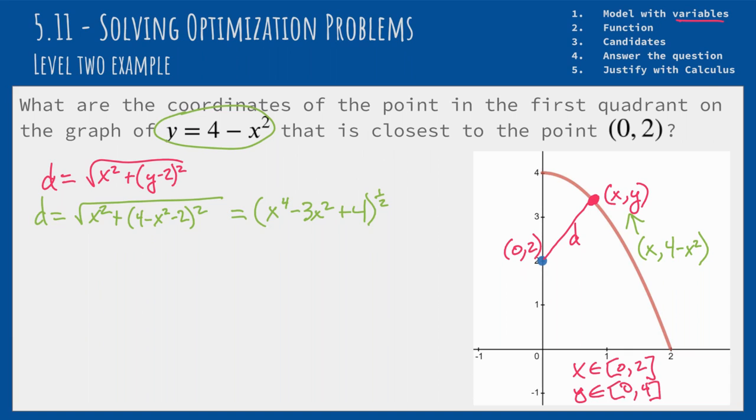And so now let's go back and figure out, on the domain 0 to 2, where we're going to have critical values on this distance function. So we're going to take the derivative. I'll just call it d prime. This is also dd dx. And that's going to be 1/2. I'm going to put the 2 in the denominator for the 1/2. And then it's going to be this expression to the negative 1/2 power, so the square root's going to be in the denominator.